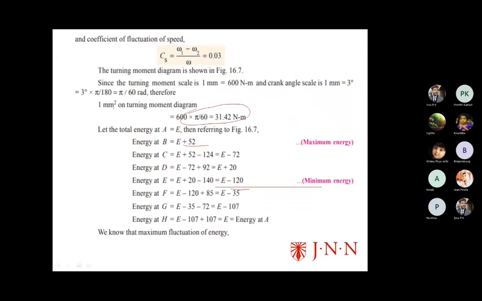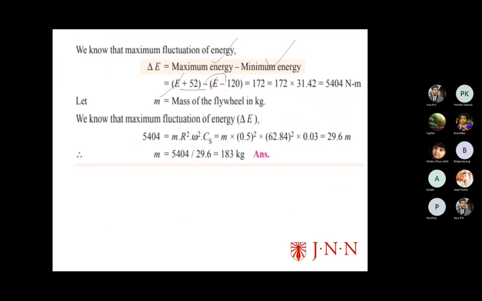So the mm square value we found is the maximum fluctuation of energy in terms of mm square. Since 1 mm square equals 31.42 Newton meter, we multiply 172 into 31.42, which equals 5404 Newton meter. Now let us find the mass m of the flywheel in kilogram. What is the relevant formula? Delta E equals m r square omega square Cs.